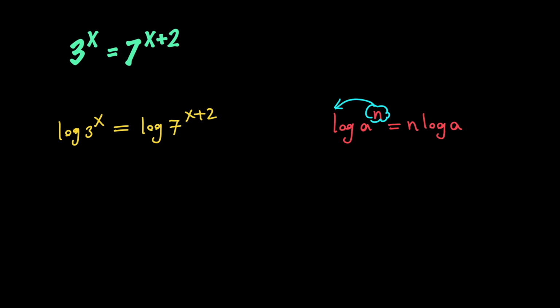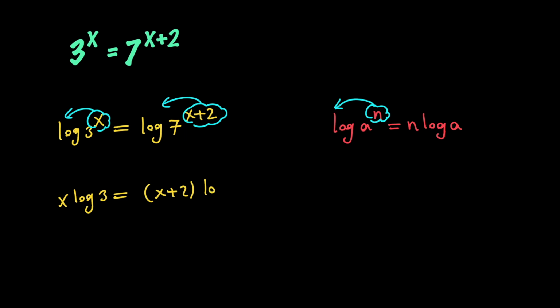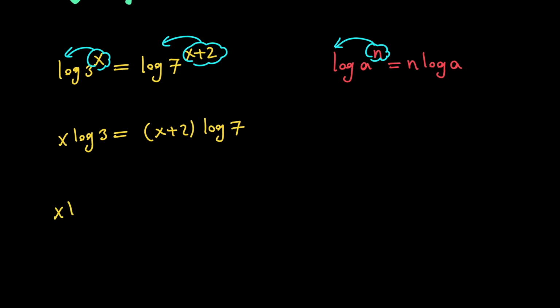So we can use this and take this x and bring it in front, take this x plus 2 and bring it in front. So we will have x times log 3 equals the quantity x plus 2 times log 7. Then let's go ahead and distribute the log 7 on the right-hand side. So we will have x times log 3 equals x times log 7 plus 2 times log 7.